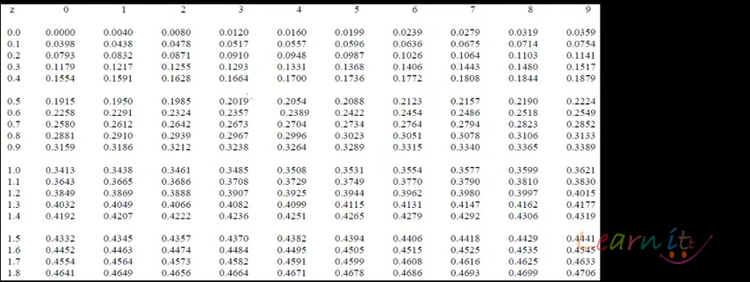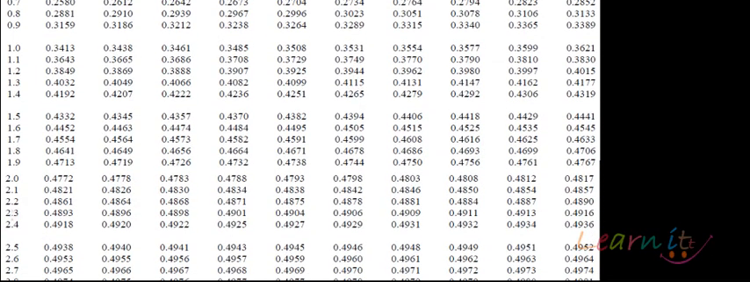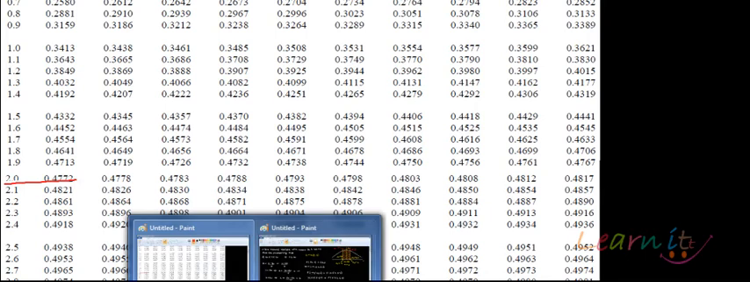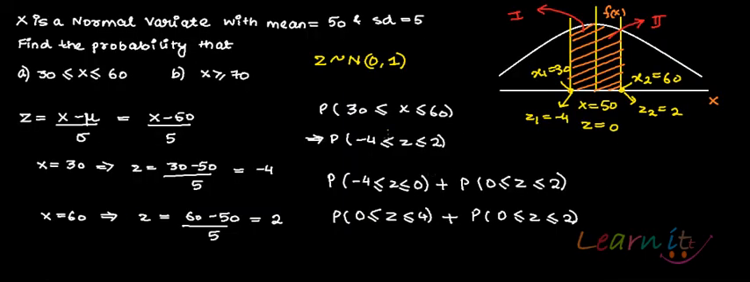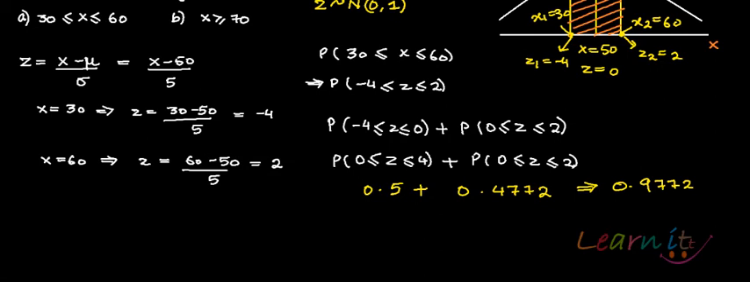And the other one which I have to find out is between 0 to 2. So this is this point 2 here. This one, I should mark it here like this. This one, 0.4772. So I'll just write these 2 points here. So the probability that z would lie between 0 to 4 is 0.5. Okay, and the probability that it will lie between 0 to 2 is 0.4772. Is that okay? Now, this would be 0.9772.